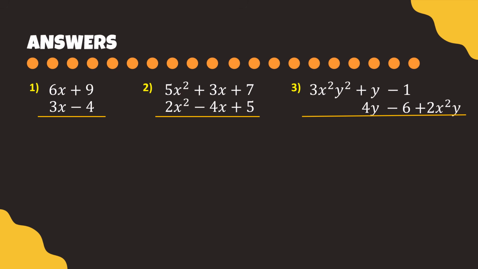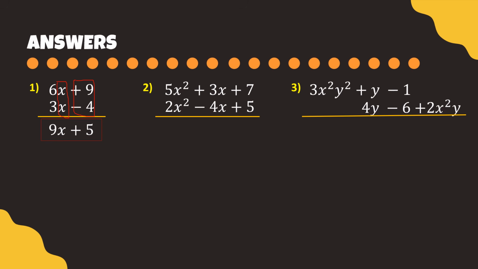Let us see if we have the same answers. For number 1, 6x plus 9, 3x minus 4. So if you observe, we have this arrangement or alignment. Constants align with constants and like terms are aligned with their like terms. So the answer would be 9x plus 5.